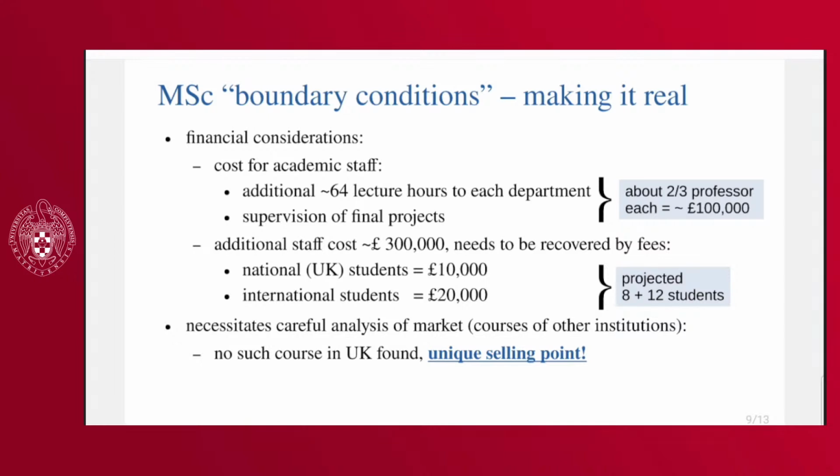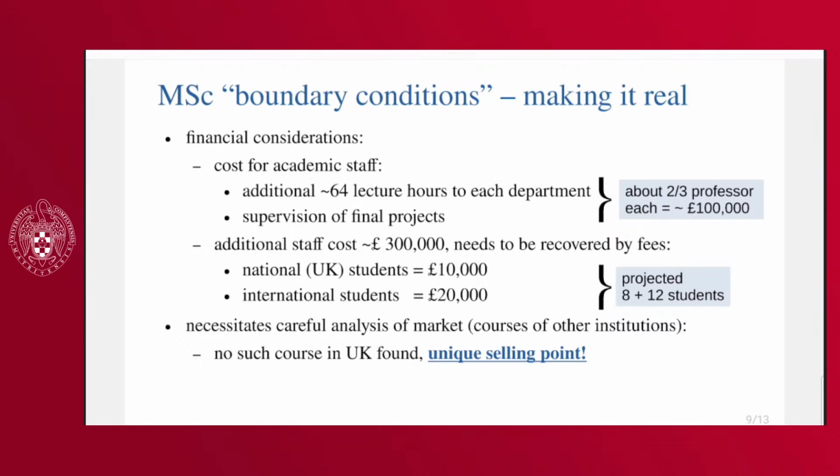And we estimated that this means that each department has to put about 2/3 of a teaching position into it, including all our overheads, which are quite drastic. We estimated that the cost of this per department is about £100,000, maybe a little bit less, but we want to be on the safe side. So we have additional staff costs of about £300,000, and that needs to be recovered by the fees we take.